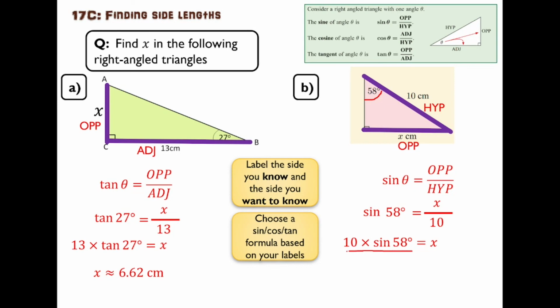Now you can put this into your calculator and you'll get an answer, and you'll just round that to 2 decimal places. x is approximately equal to 8.48 centimeters.